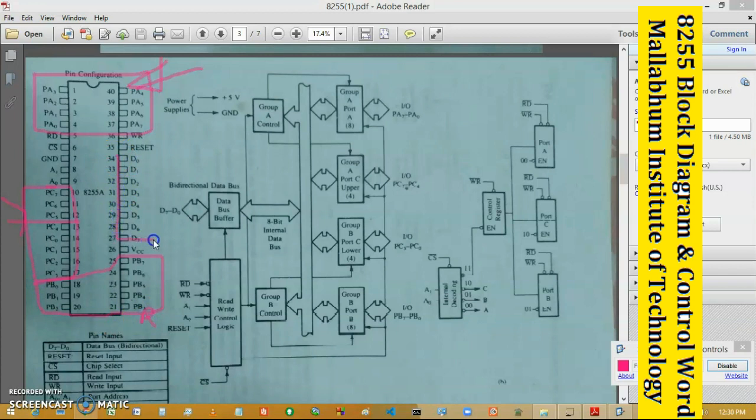And next is your D0 to D7. Now D0 to D7 is used for the control word. This is very important. We will discuss later what the control word is, how it is used, and what it means.